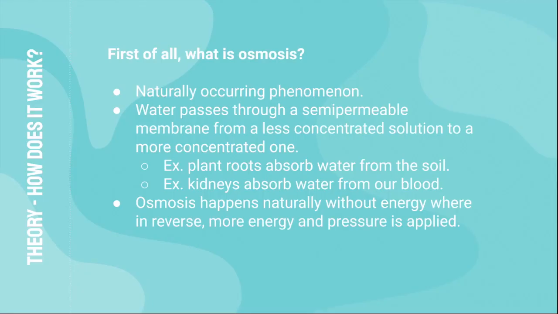First of all, what is osmosis? It is a naturally occurring phenomenon where water passes through a semi-permeable membrane from a less concentrated solution to a more concentrated one. Examples of these include plant roots absorbing water from the soil or kidneys absorbing water from our blood. Osmosis happens naturally without energy, whereas in reverse osmosis, more energy and pressure is applied.